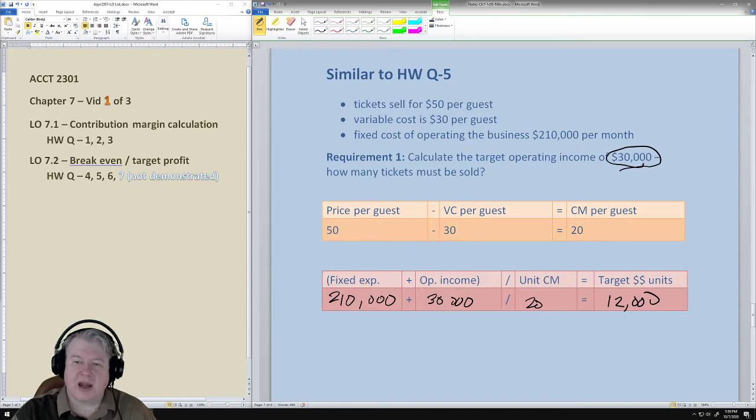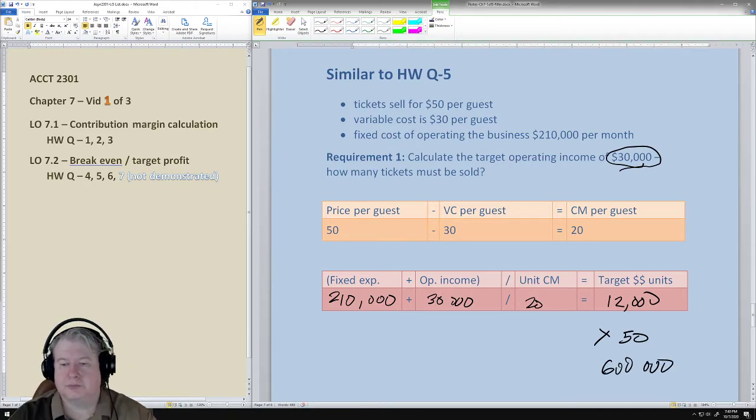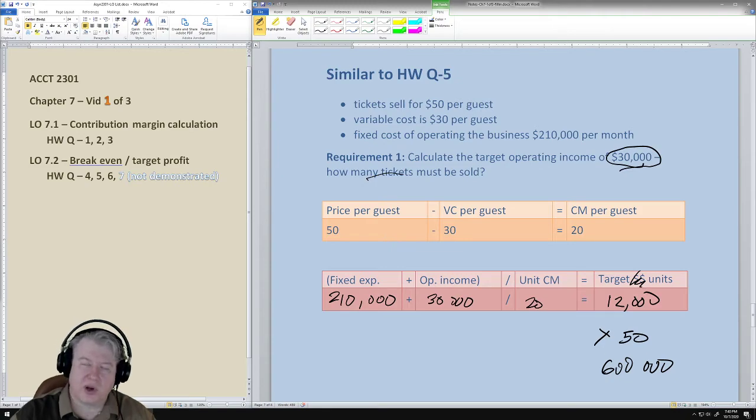Calculate the total operating income. So this would be how many units, and then we'd multiply that by 50 to get 600,000. So depending on what they're asking, I'm not really sure how many tickets must be sold. Oh, they're just asking how many units. So it's not dollars, it's just the units, so 12,000 units. If they were asking dollars, you could use this one to get the dollars, or you could use the other ratio.